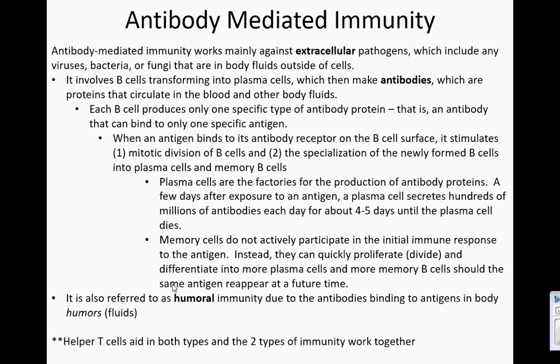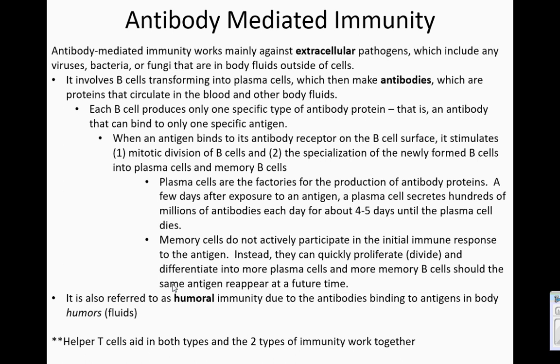As I mentioned, B cells are the ones involved with antibody-mediated immunity. B cells can transform into plasma cells, which are the antibody factories of our body. Antibodies, we learned, are proteins that circulate in our blood and other body fluids. Each B cell produces only one specific type of antibody protein. What that means is an antibody that can bind to only one specific antigen.